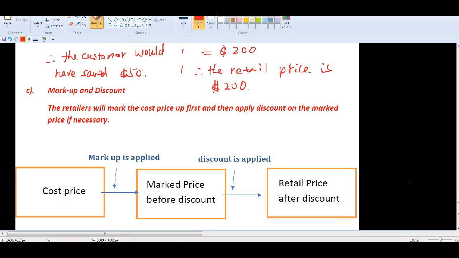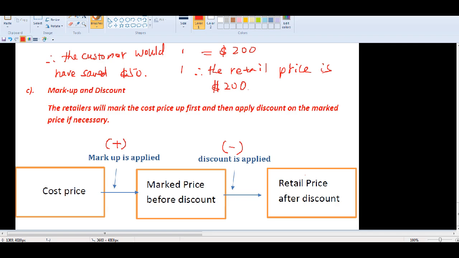So we need to relate the content of this lesson with the knowledge in our previous lessons. We understand that discount is between mark price and retail price, but how about we consider the markup? Markup means something you add to the amount. Discount means something you take away from the mark price. So the sequence of prices must be cost price, marked price, and retail price.